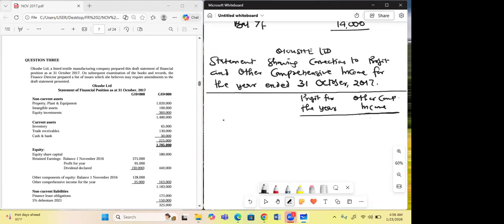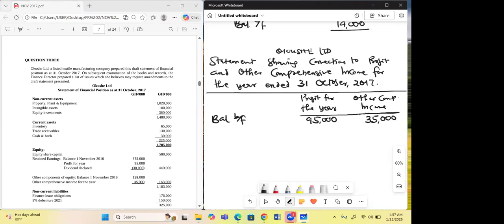Okay, so give me their opening balances from the statement. From the statement, give me the uncorrected balances. What was the uncorrected balance for the profit for the year? Under equity, 95,000. So profit for the year uncorrected balance is 95,000. What about other comprehensive income? Also 35,000, right? Yeah.